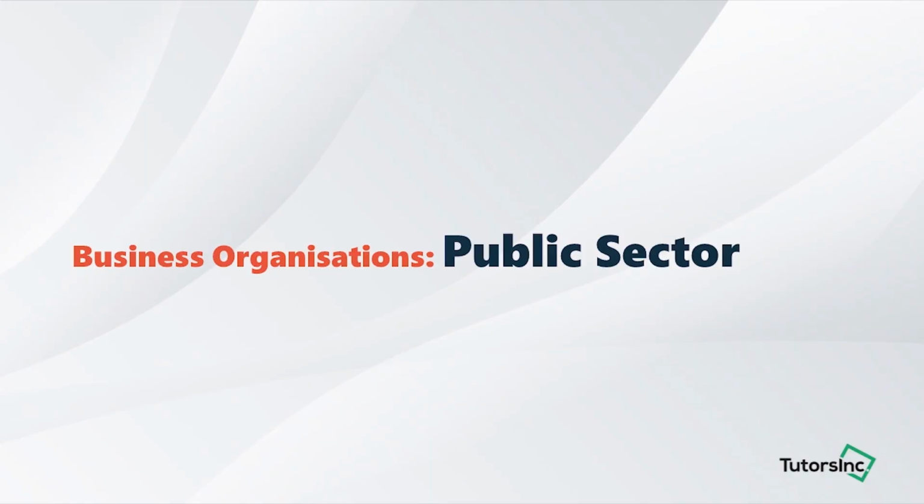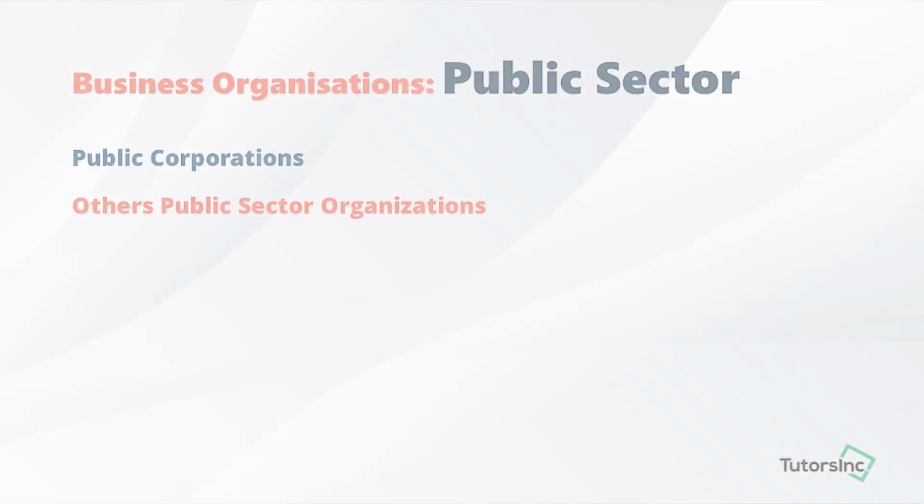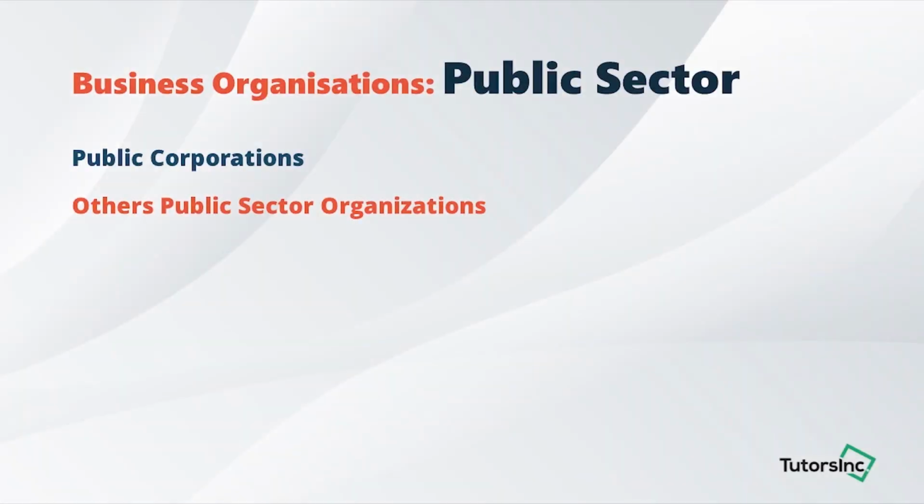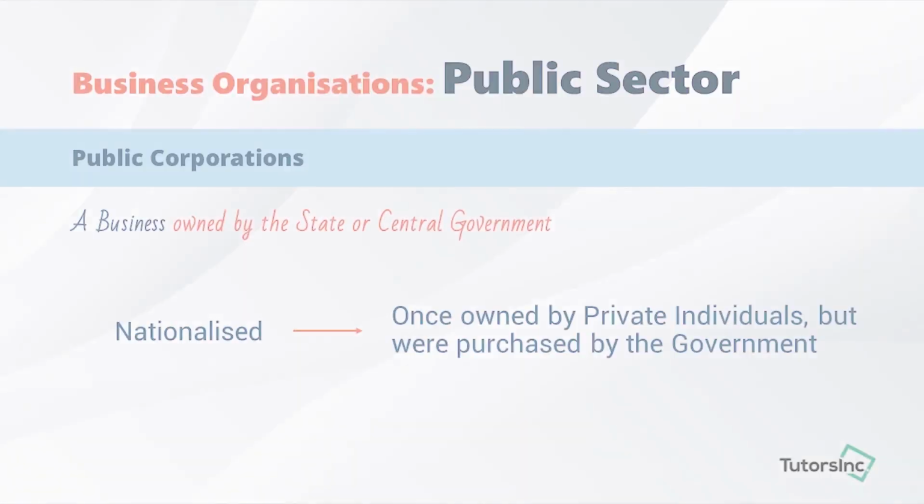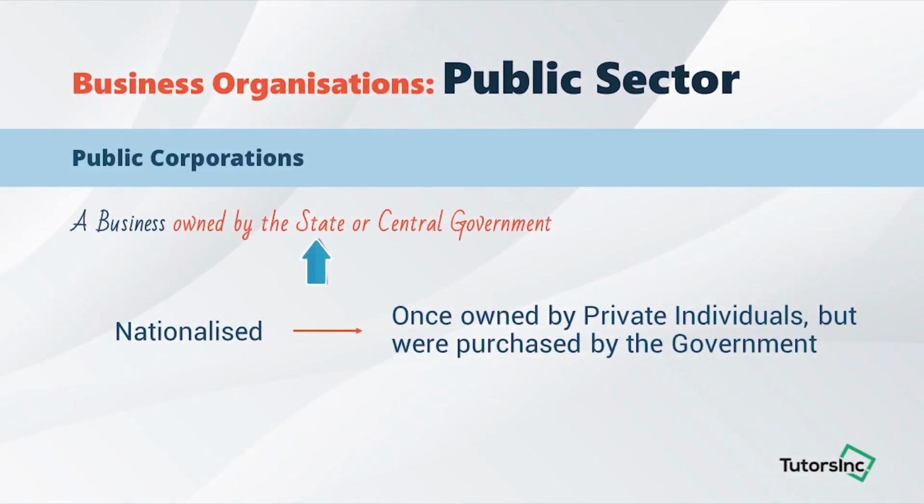So far, we have learned about the businesses in the private sector. Now, let us take a look at the organizations in the public sector. There are mainly two types of businesses in the public sector: public corporations and other public sector organizations. Let us start off talking about public corporations. A public corporation is a business owned by the state or central government.